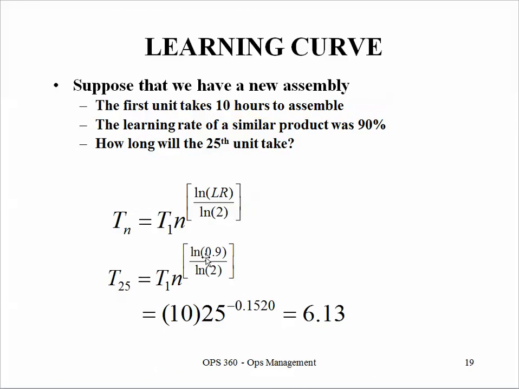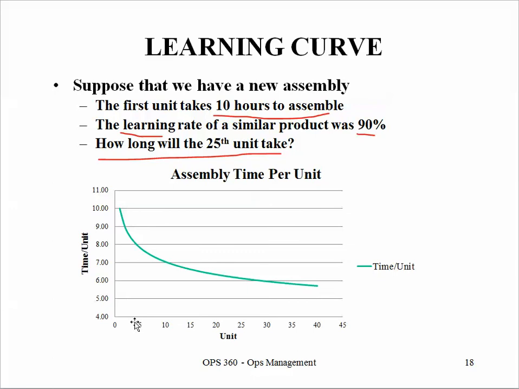Well, I have a general formula here, which we'll come back to in a second. If I go back to my graph here, here's that formula graphed, and again you can see the basic idea. It's starting out with the first unit that's taken 10 hours, and then as I make more and more units, by the time I get to the 25th unit, my time per unit has dropped to, it looks a little bit above 6 hours.